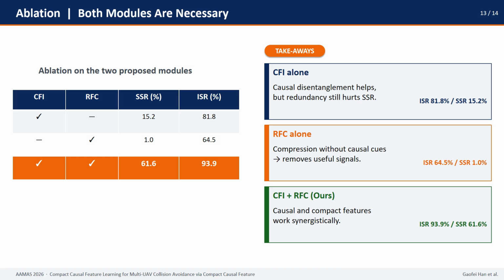Quick ablation: each module alone is not enough. CFI alone gives causal but redundant features. ISR is decent but SSR stays at 15.2%. RFC alone compresses. Without the right causal cues, performance drops sharply. Only when CFI and RFC are combined do we obtain compact causal features that synergistically push SSR to 61.6% and ISR to 93.9%.